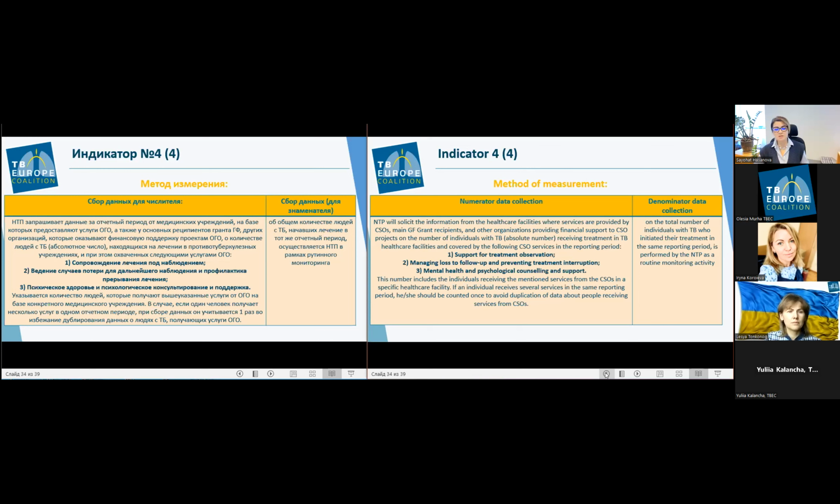Sayhat, have we addressed the question? Not quite, because then this is about parallel data collection, that CSOs collect this data, and it is coordinated with the healthcare facility to verify the data, or what? Because I would like to understand the role of each stakeholder in collecting this data. Yes, we assume that NTP would verify this data, and in this way we avoid data duplication.